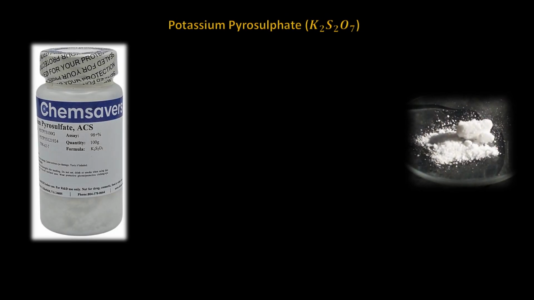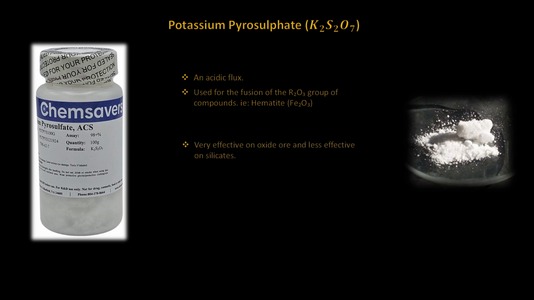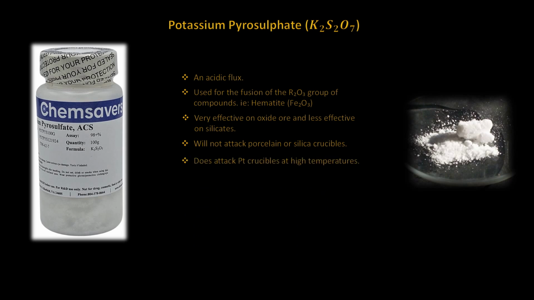Potassium pyrosulfate is an acidic flux that is used to decompose the ore types in the R2O3 group of compounds, such as hematite, which has the formula Fe2O3. It is very effective on oxide ores and concentrates, but less effective on silicates. Potassium pyrosulfate will not attack porcelain or silica crucibles, and therefore they are the choice of crucible to use. However, it will attack platinum crucibles at high temperatures. Now, potassium pyrosulfate is also used at times to clean platinum crucibles.